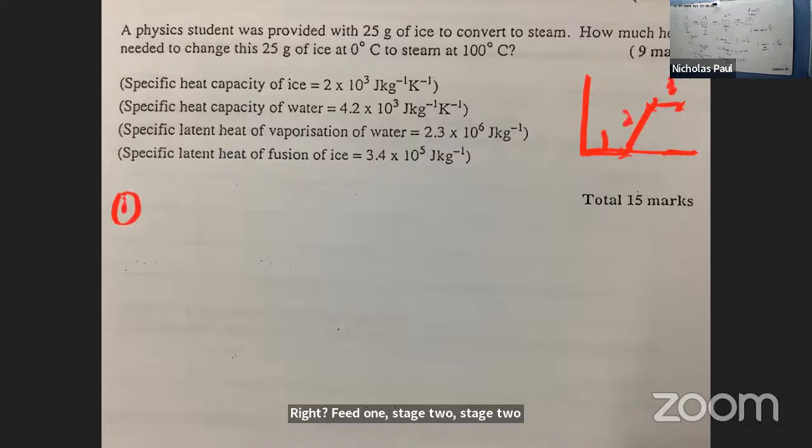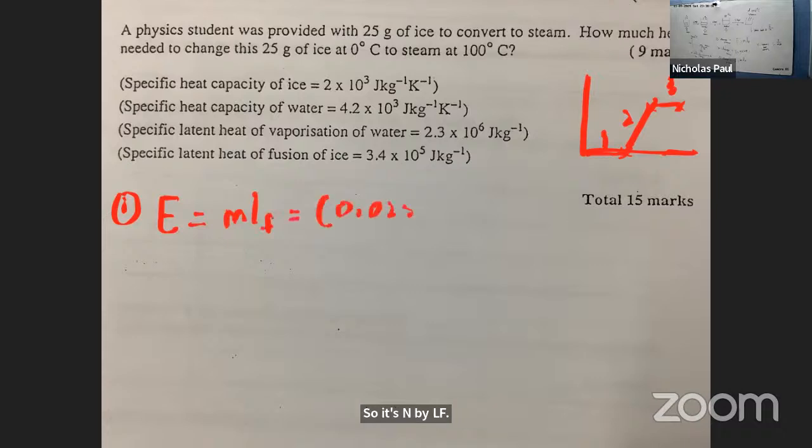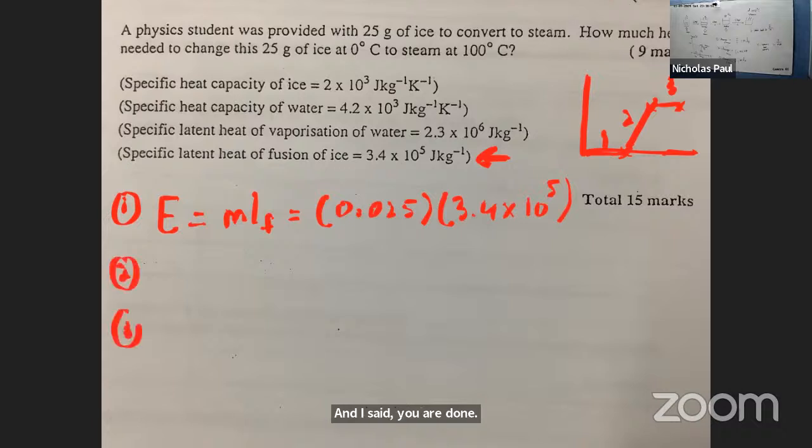The energy for stage one is a phase change, so it's m times L_F. M is 0.025, dividing everything by 1,000. Which one here is fusion? The last one, so that's 3.4 by 10 to the 5. That's it, you are done. Do it for the second stage, do it for the third stage. Take your time.